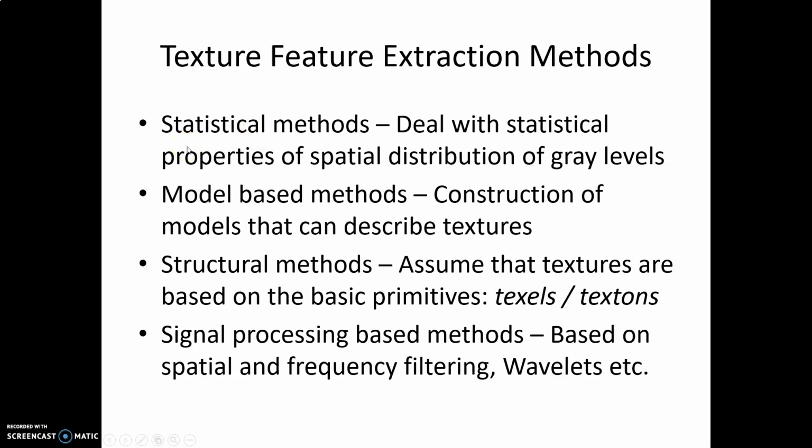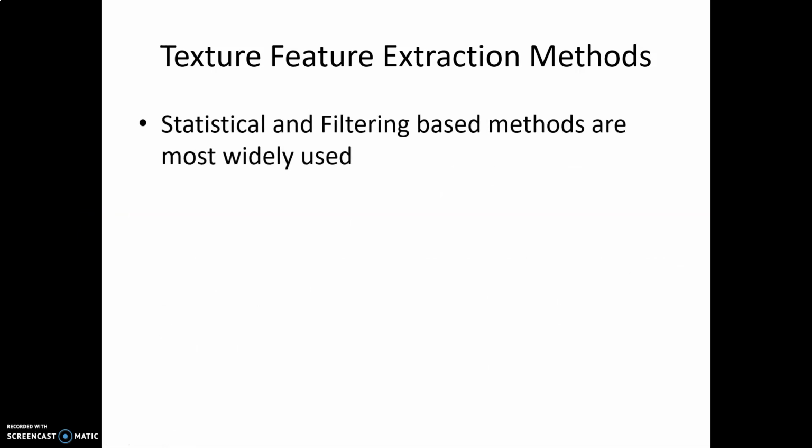So, although in the literature these categories have been separately described, they can be overlapping somehow, because the aspect of statistical bias is always there in any kind of method. The textons and the models and the structural based methods are also used, but the most commonly used methods are statistical and filtering based methods. And on the backdrop of this, we specifically talk about some texture based descriptors which correspond to the statistical and filtering based methods.